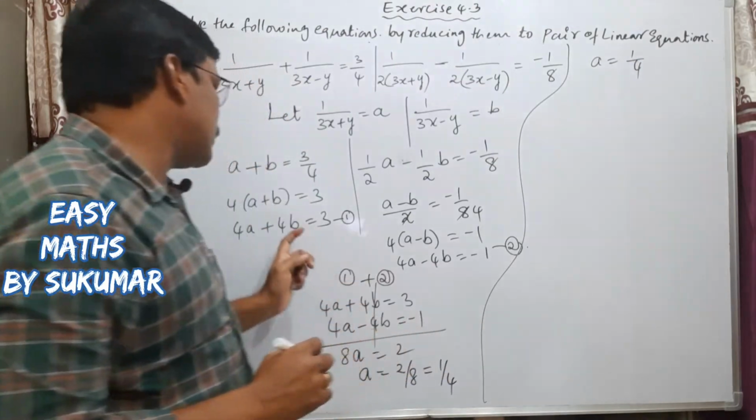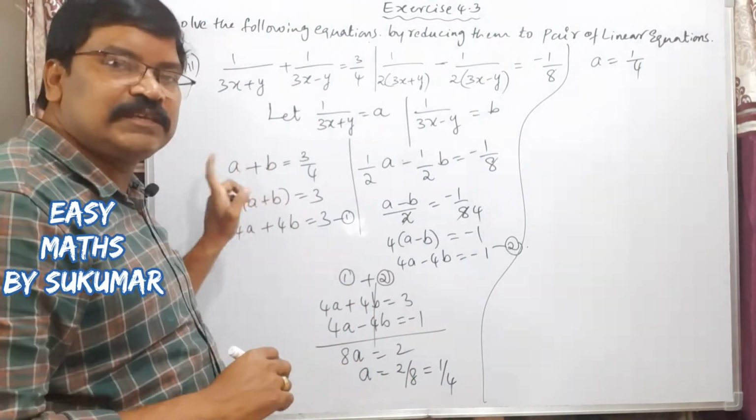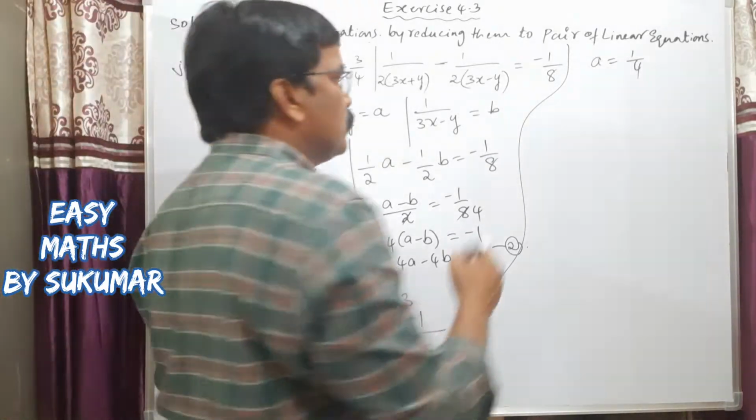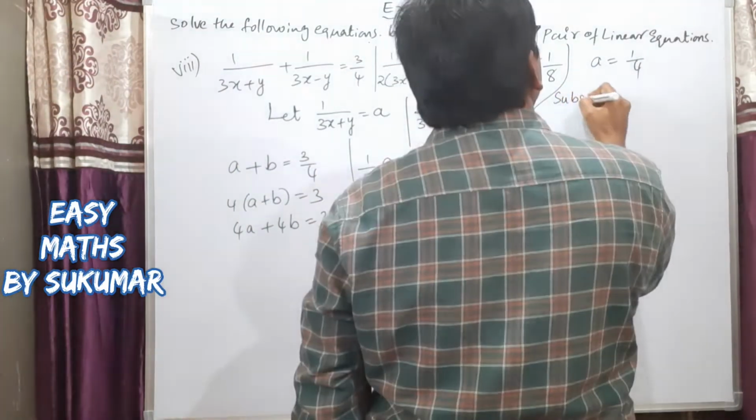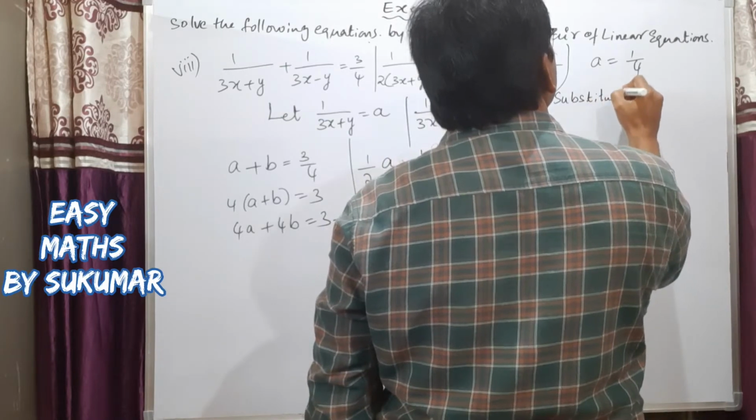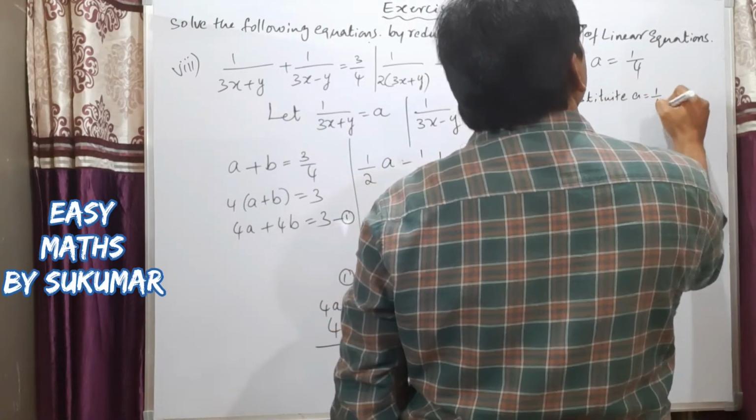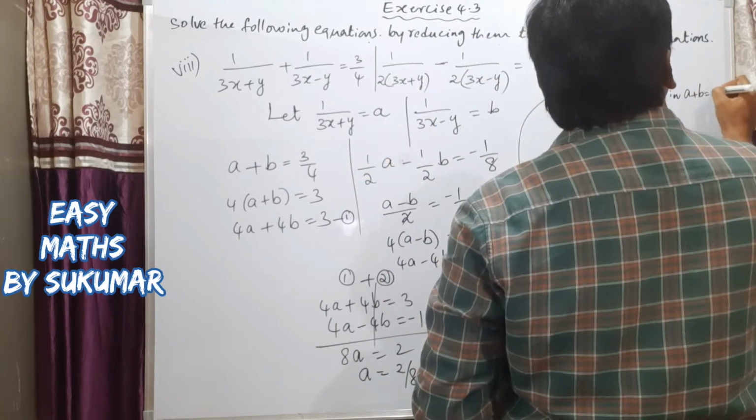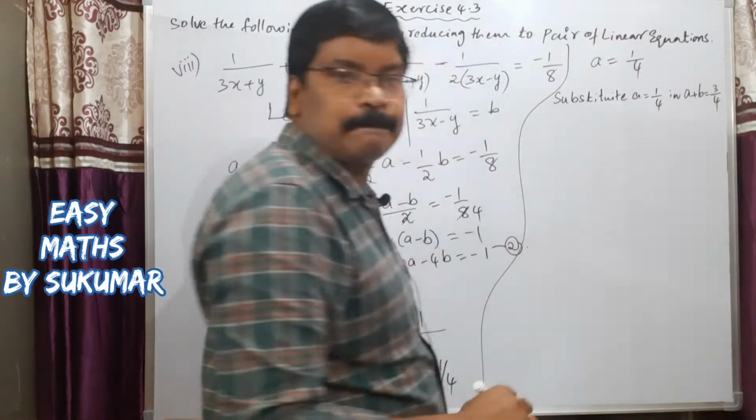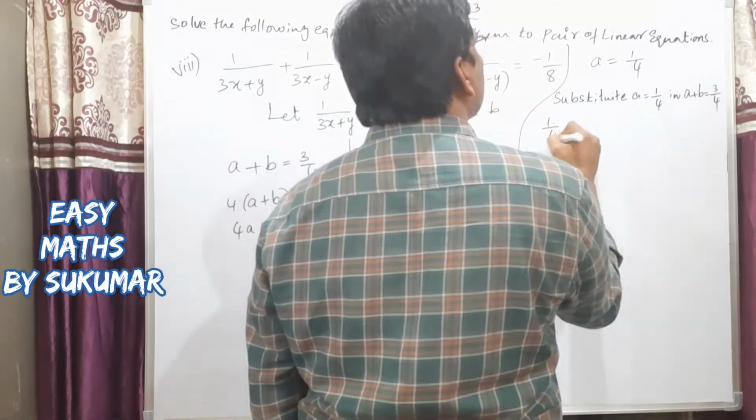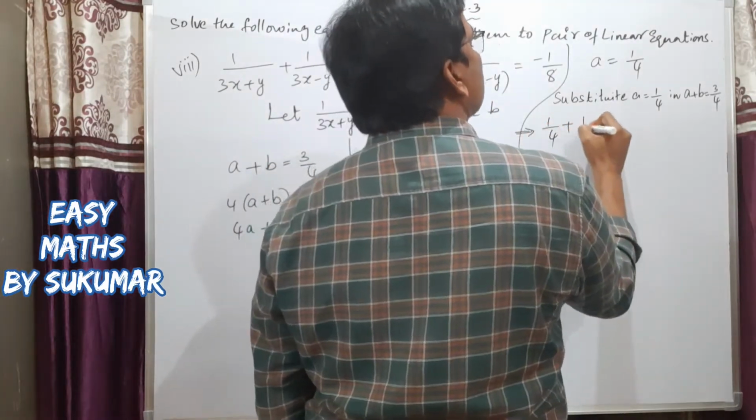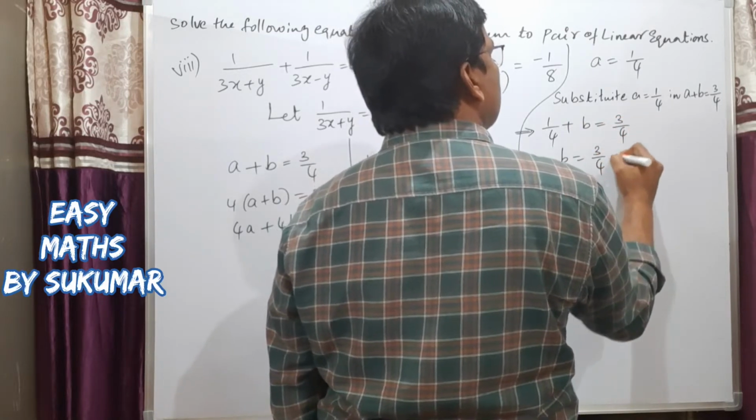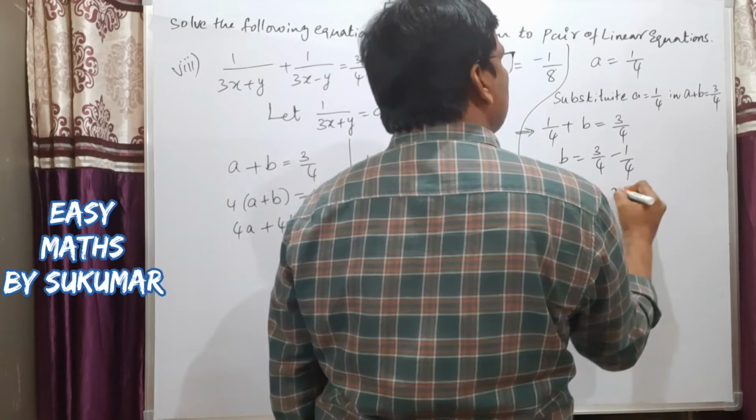Okay. Now from equation 1, or here you can substitute. This is easy. a plus b is equal to 3 by 4. Substitute a is equal to 1 by 4 in a plus b is equal to 3 by 4. That means 1 by 4 plus b is equal to 3 by 4. That means b is equal to 3 by 4 minus 1 by 4. So b is equal to 2 by 4.